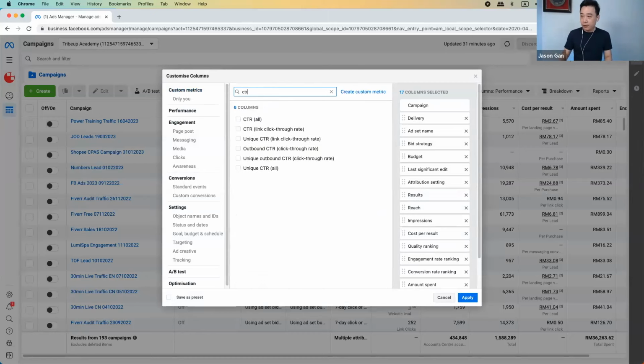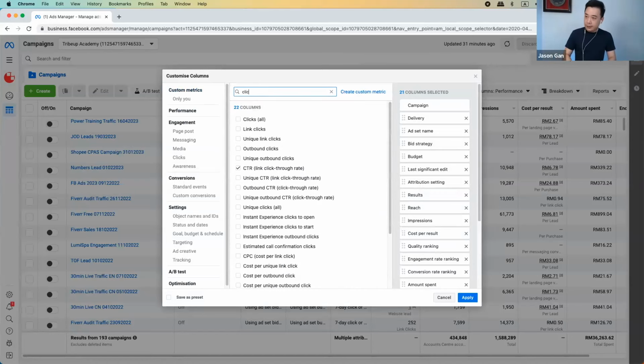So first, we're going to look at CTR. Both CTR we're taking, and then we take CPM, okay? And then we're going to take frequency over here, followed by clicks, okay? So usually this is where we take the first 4.